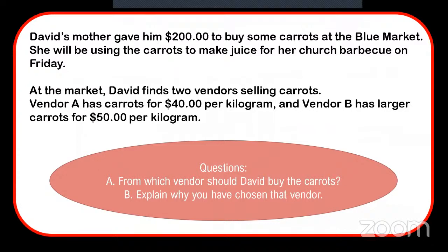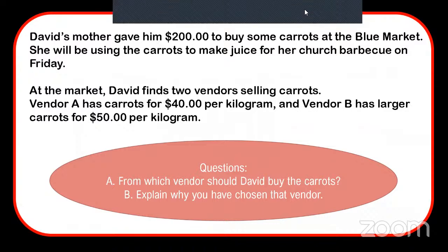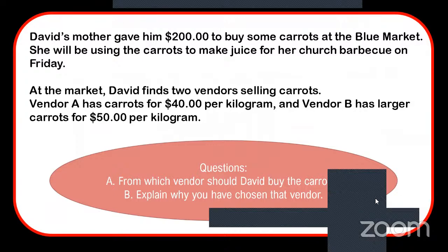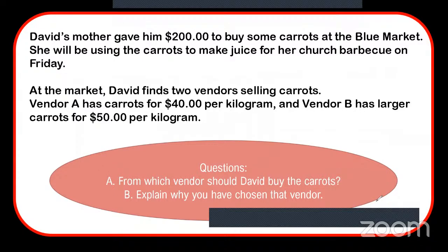So if you're going to put, I want to see 10 kilograms, 15 kilograms, 1 kilogram, 2 kilograms, whatever the answer is. Tell me, at vendor A, how many kilograms can he buy? All right. So Ariana is saying 5 kilograms. How did you figure that out? Tell me. How did you get that?